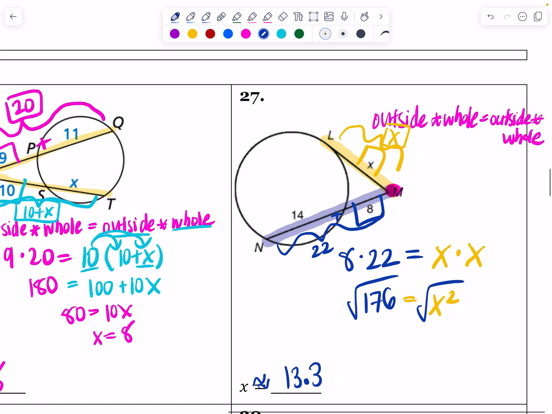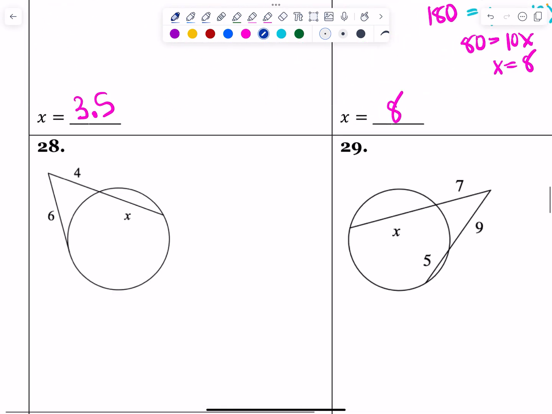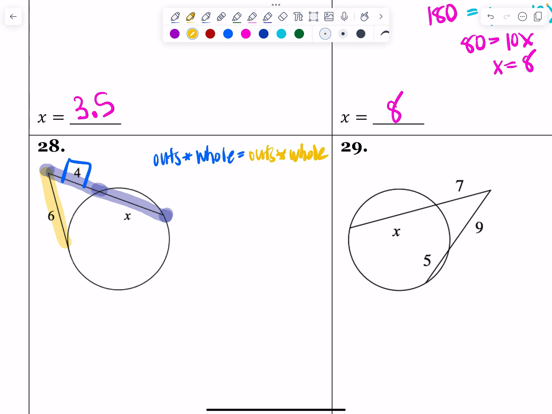All right, a few more of those. You just have to look at where they intersect. We've got a very similar problem on this next one. We've got a tangent line and a secant line intersecting. So outside times whole equals outside times whole. The outside is 4. I'm going to abbreviate it, outside in yellow times whole. The yellow is going to be 6, and the whole is also going to be 6.